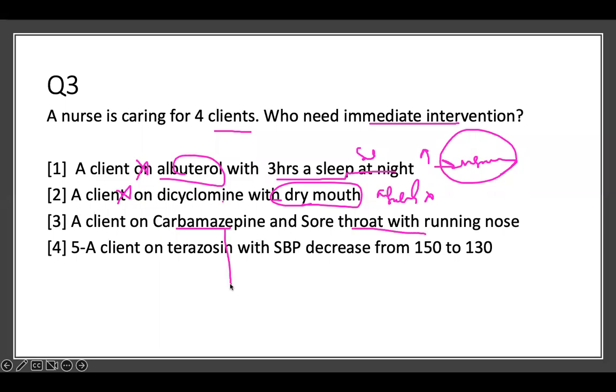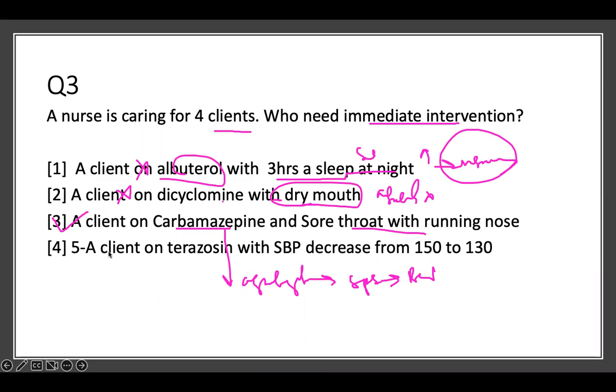A client on carbamazepine with sore throat and runny nose. One thing about carbamazepine, apart from what we said on the previous slide, is it causes agranulocytosis. And this will lead to sepsis if you don't do anything about it. Any small infection can lead to sepsis. And this is our patient. This is the be sharp moment, where S is for sepsis. So you got to be careful, and make sure anything they talk about, any small runny nose, sore throat, you don't ignore it. This is our priority.